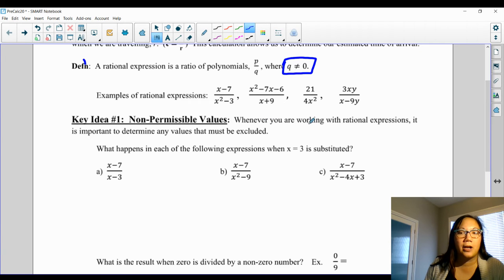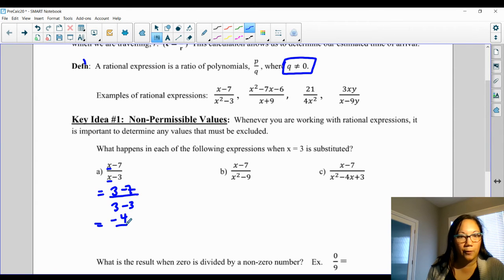So one key idea, the first one in this section, is about non-permissible values. Whenever you're working with rational expressions, it's important to determine any values that must be excluded or not allowed to be part of the numbers that we're working with. So what happens in each of the following expressions if you put x equals 3 in? Okay, so let's see what happens if I substitute a 3 for this x and for this x. So I've got 3 minus 7 on top, and then I have 3 minus 3 on the bottom.